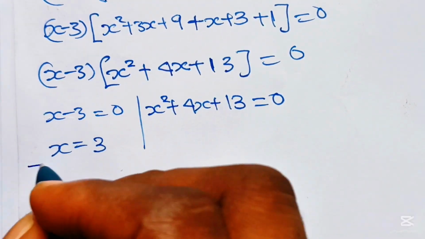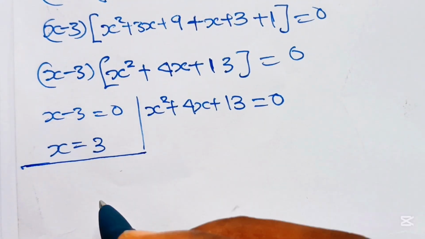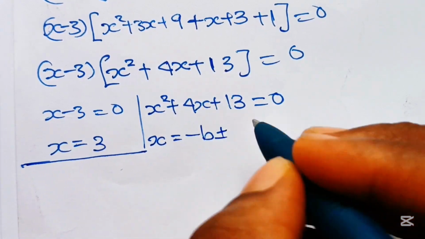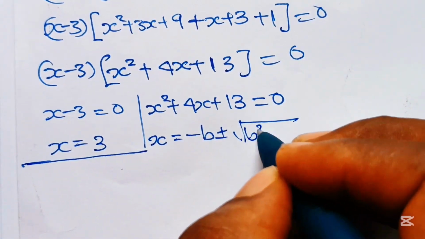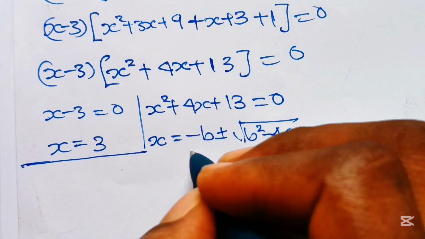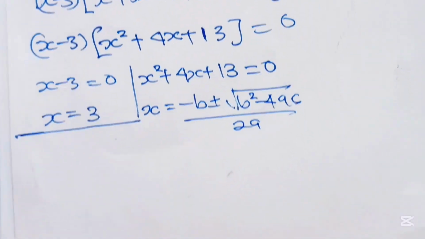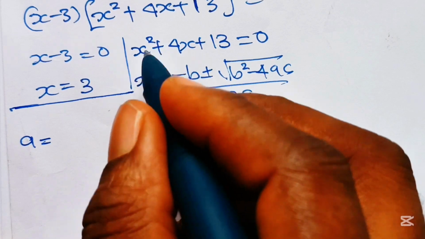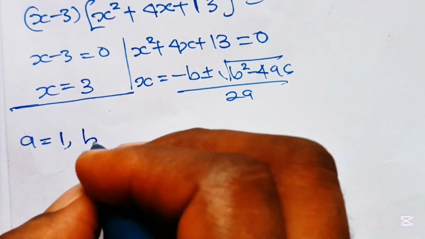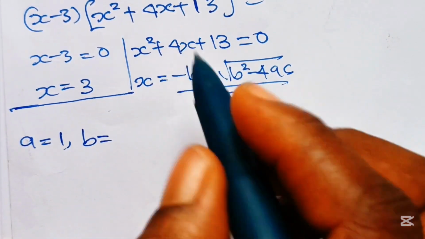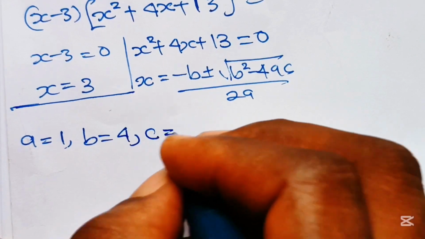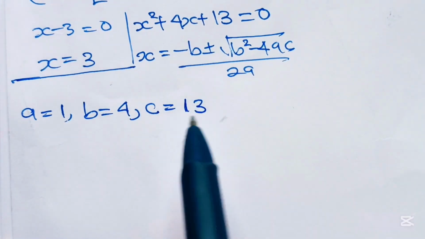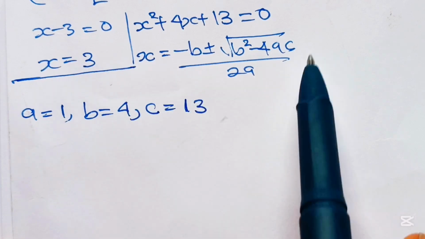Now for this side, we have x squared plus 4x plus 13 is equal to 0. So we are going to solve this using the quadratic equation formula that states that x is equal to minus b plus or minus square root of b squared minus 4ac, everything divided by 2a. Now our a is equal to the coefficient of x squared, which is 1. Our b is equal to the coefficient of x, which is 4, and our c is our constant, which is 13.